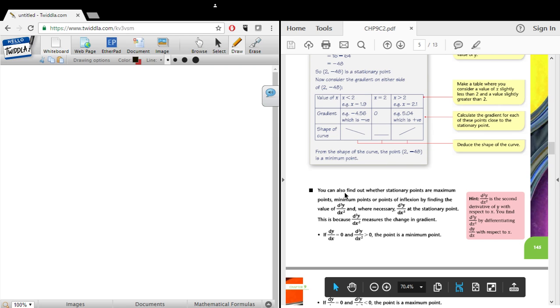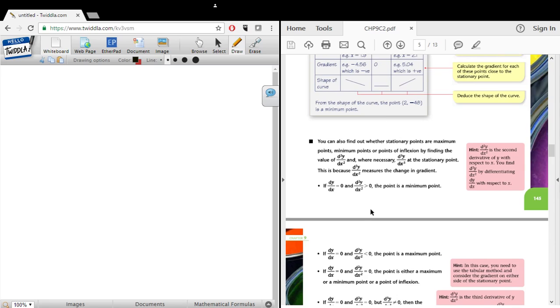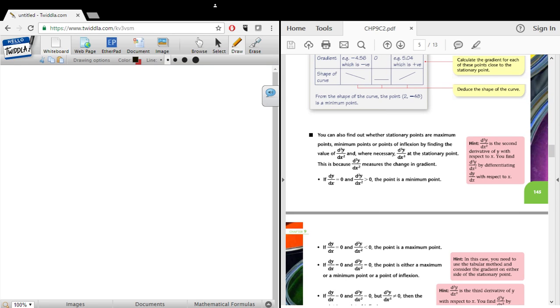I like to use what is written here. You can also find out whether stationary points are maximum points, minimum points, or points of inflection by finding the value of the second derivative, and when necessary differentiating three times, at the stationary point. This basically means that if dy/dx equals 0, then if d squared y over dx squared is less than 0, that means it's a maximum.